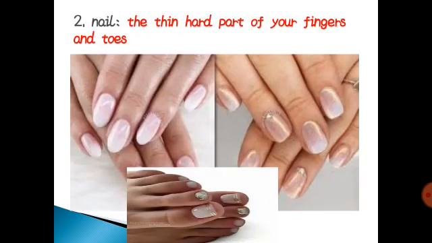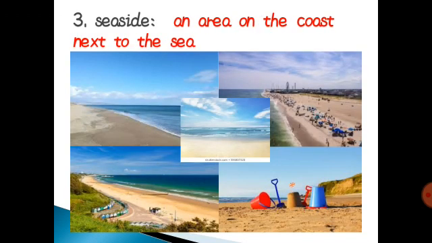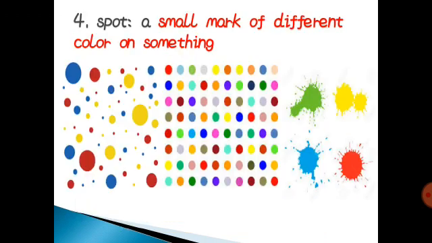Next word is nail. It's another part of the body, the thin hard part of your fingers and toes. The next word is seaside, an area on the coast next to the sea where you go in your vacations and enjoy. The next word is spot, which is a small mark of different colors on something.